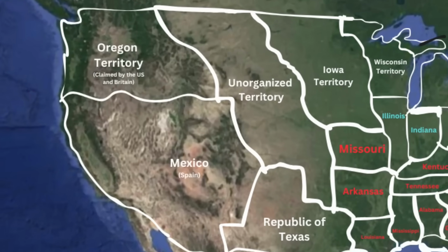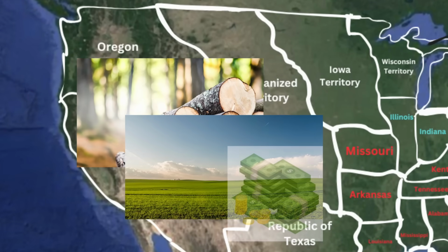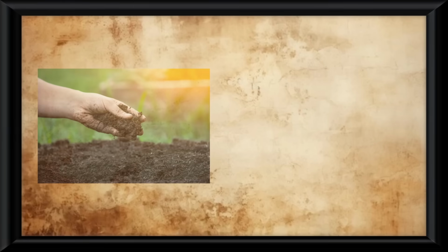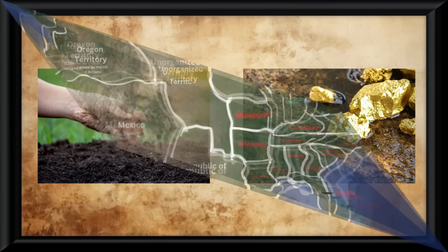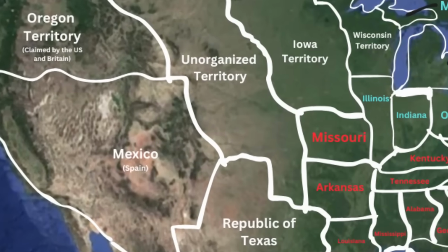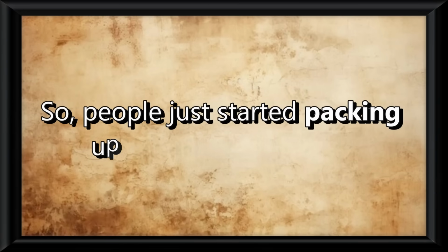Well, simply because land equaled opportunity. The West had resources, open land, and the chance to get rich. Farmers saw fertile soil, miners chased gold, and religious groups like the Mormons just wanted to be left alone in Utah. And if you want a city to blame on that, you can look at Salt Lake City. So people just started packing up and heading west.